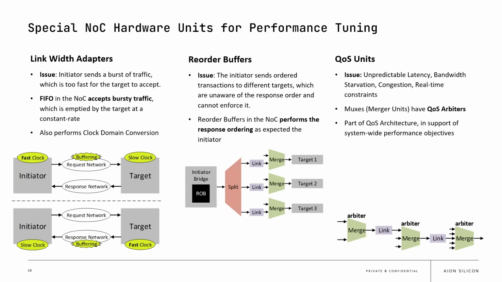And then finally, we have QoS units, which are responsible for providing more predictable latency and bandwidth behavior. This is achieved by arbiter units, which are in the merge blocks within the NoC. So each merge unit has arbiters, and these arbiters can be configured according to some scheme in order to shape the traffic in a certain way and achieve a QoS requirement.